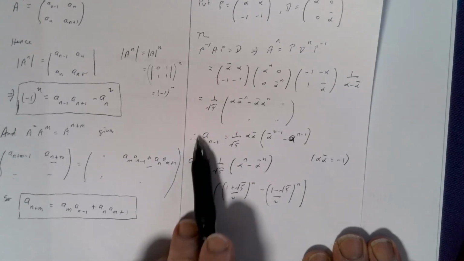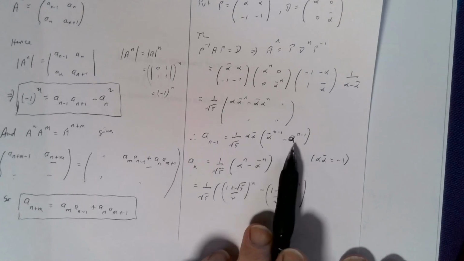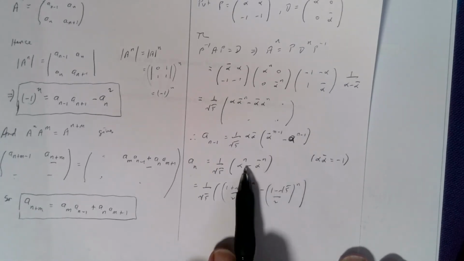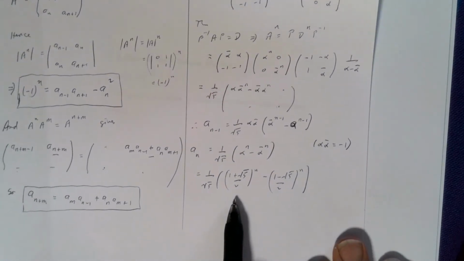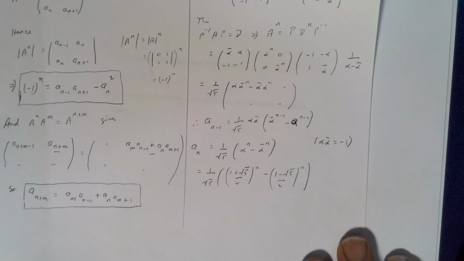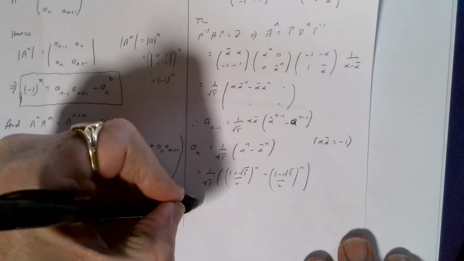so I get the nth Fibonacci number is going to be, and I'll use the minus here to flip these around, so I get alpha to the n minus alpha bar to the n. And plugging back in the alpha and alpha bars, that gives me the standard formula for the nth Fibonacci number. And there it is.